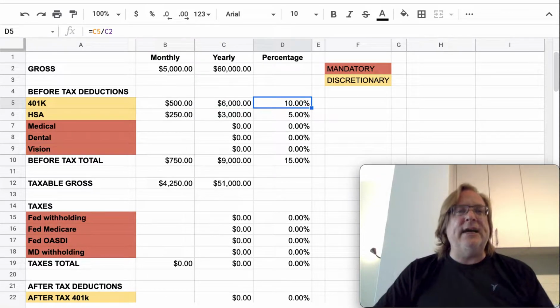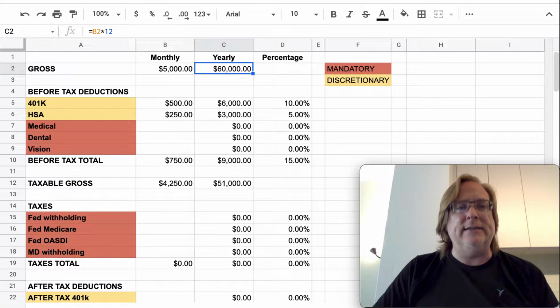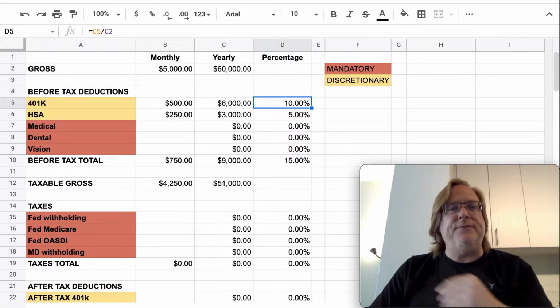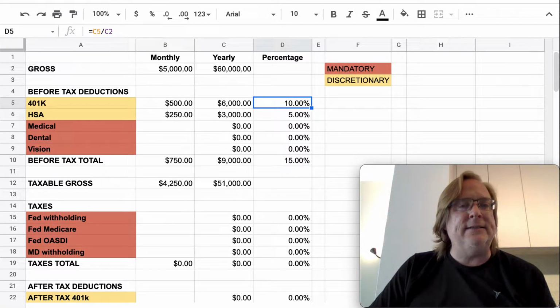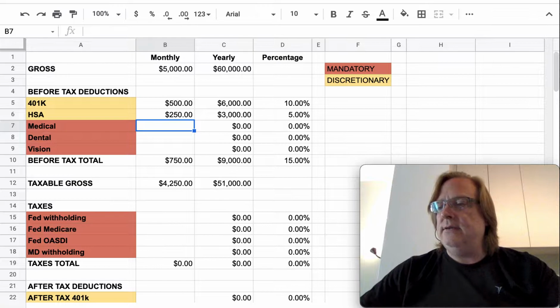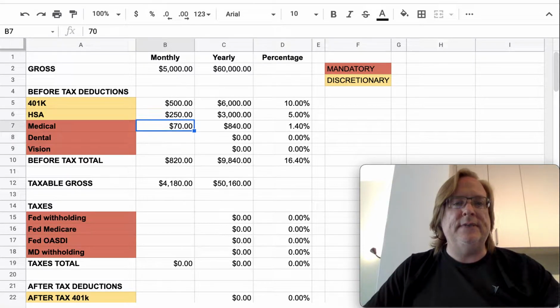The percentage I am calculating against the gross because right now that's the only number that you have, and I am calculating against the yearly gross. The percentages would be the same whether you do the monthly or yearly, but just for the order of the columns, it made sense to do it against the yearly value. And so no big mystery here, right? C6 divided by C2.